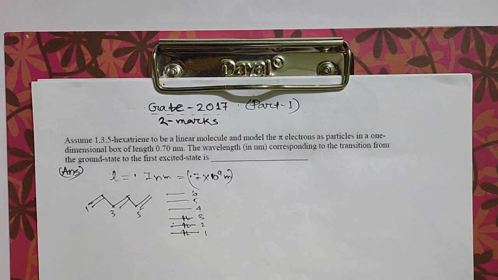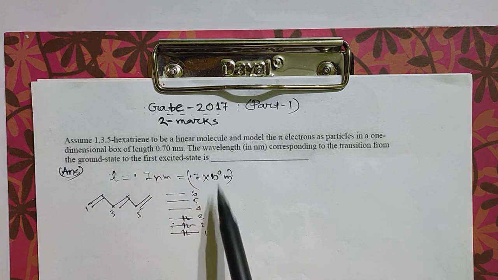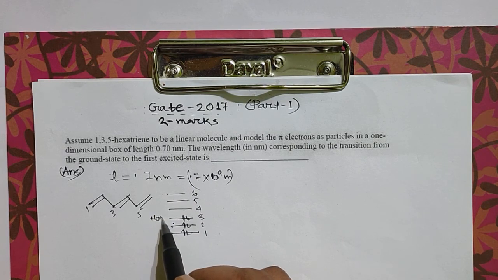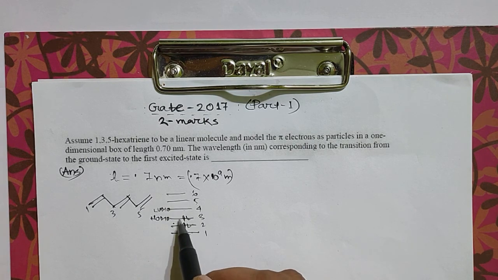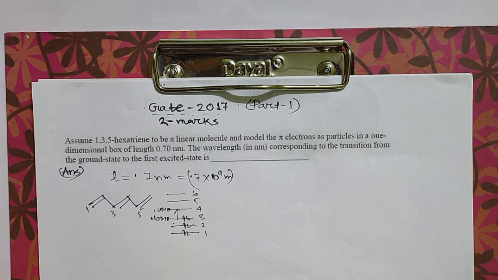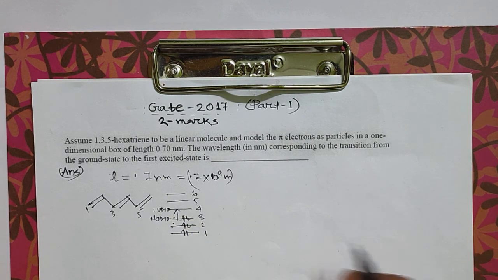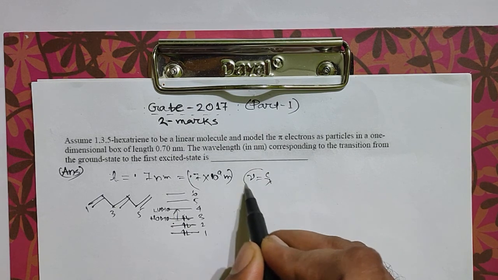Okay, and now they ask for the wavelength corresponding to the transition from the ground state to the first excited state. So here the highest filled level will be the HOMO, and this will be the LUMO, the highest occupied molecular orbital and the lowest unoccupied molecular orbital. So the transition will be from here to here. Now they asked about the wavelength. So first we have to find the frequency of this transition, and from the frequency we know that frequency equals c by lambda. In this way we can solve this problem.